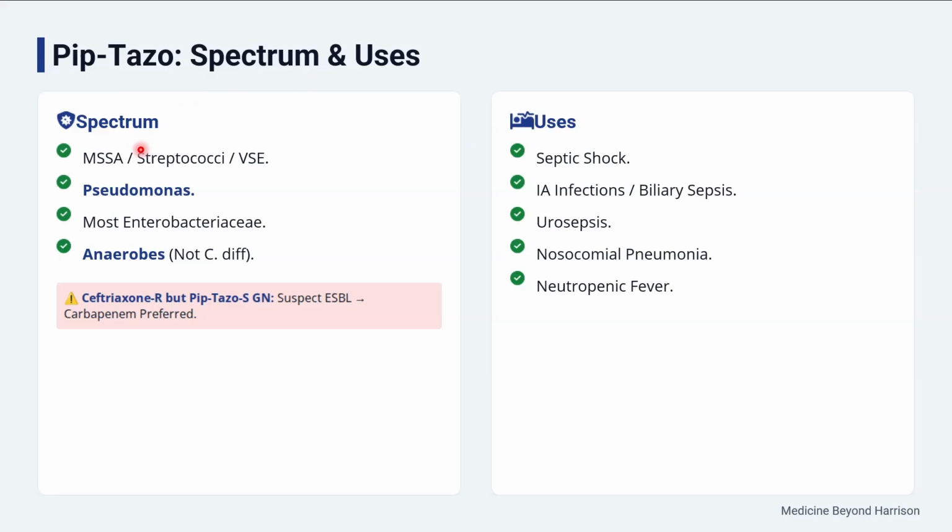Now spectrum and uses. Spectrum is MSSA organisms and Streptococci and Vancomycin sensitive Enterococcus. In all these cases you can go for Pip-Taz. It is also a very good drug to cover for Pseudomonas. Gram-negative bacteria are susceptible to Pip-Taz. Anaerobes, except for Clostridium difficile, you can go for Pip-Taz. Again, for ceftriaxone resistant but Pip-Taz sensitive gram-negative organisms such as ESBL, in these cases, go for carbapenem and then Pip-Taz. So use cases are specifically septic shock, intra-abdominal infections, biliary sepsis, urosepsis, nosocomial pneumonia, and neutropenic fever. In all these cases, this becomes the first line antibiotic of choice.